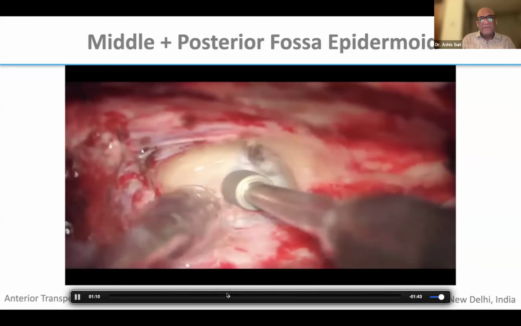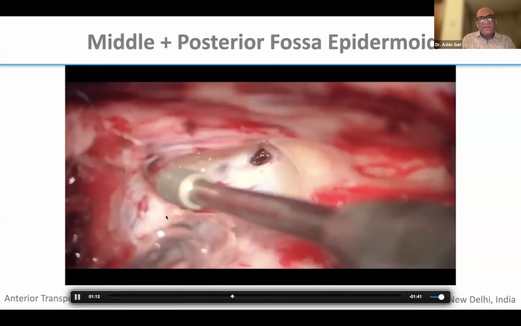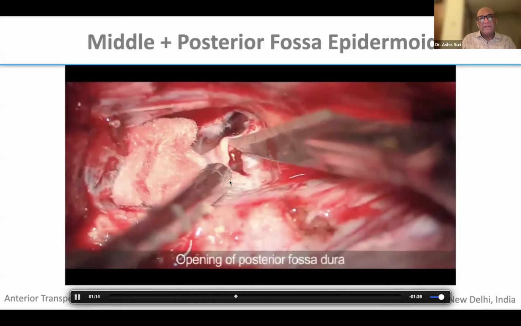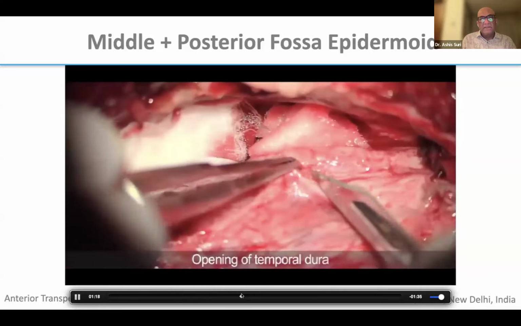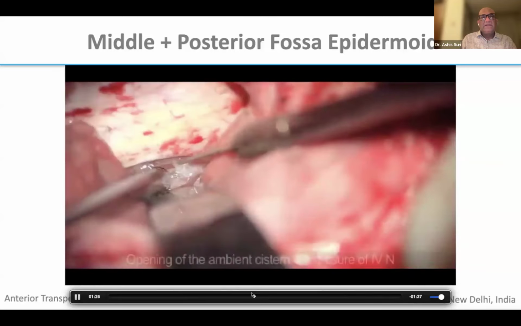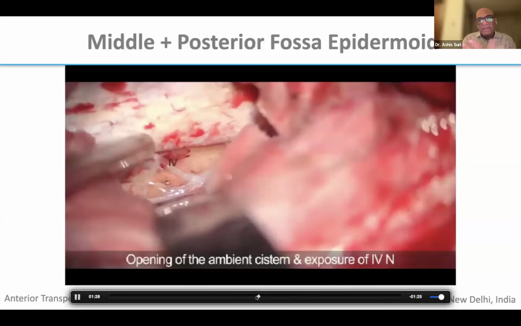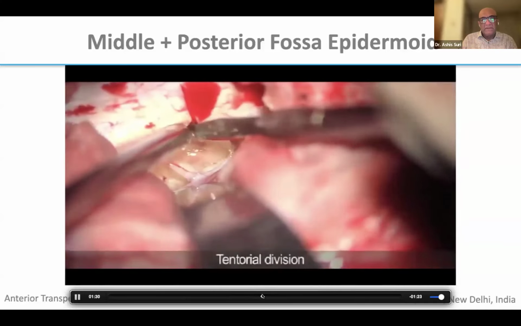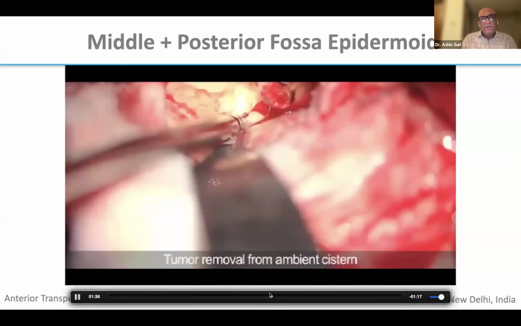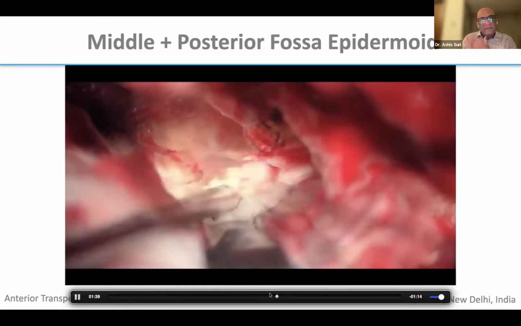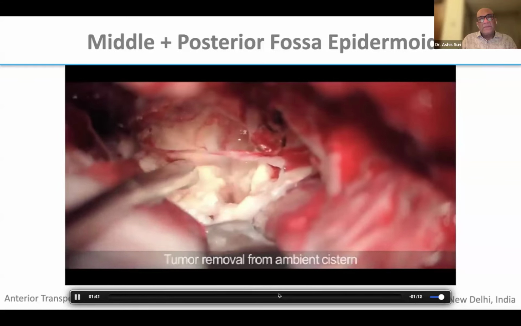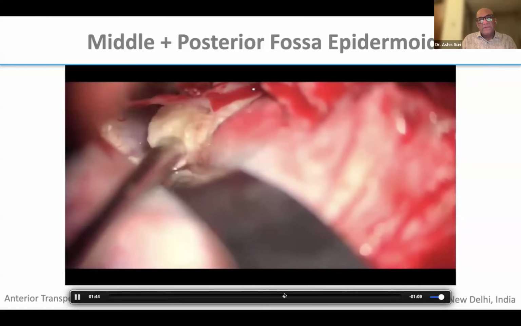That's the drilling of the petrous. Drilling flush with the V3 and the gasserian ganglion here. That is the posterior fossa dura. That is the temporal dura. That is important. So again, it's a T-shaped incision. Then you open the standard subtemporal approach as you do always. Tentorial division. The only thing that this approach does is it helps you cut the tentorium through and through, right till the superior petrosal sinus to the posterior fossa dura.